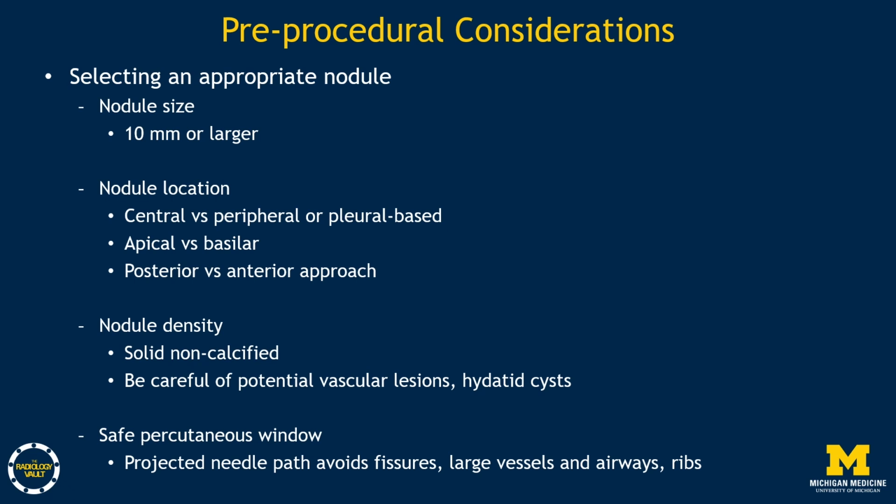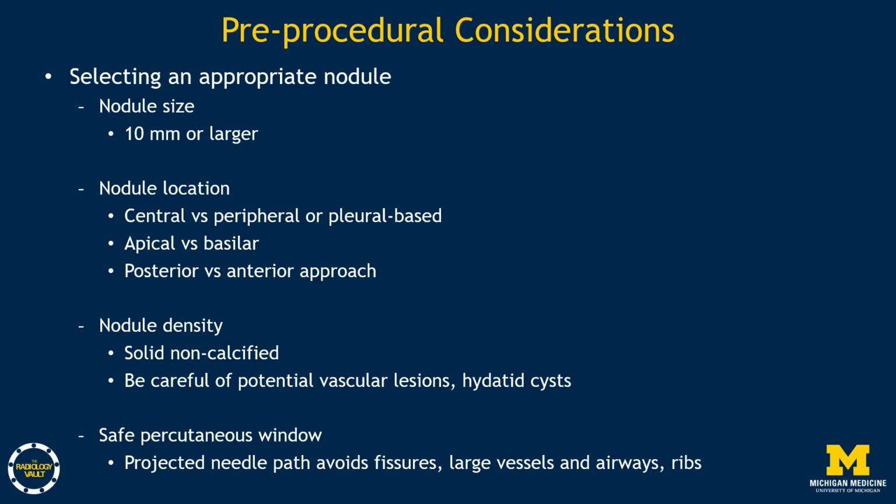The nodule should also be closely scrutinized for the possibility of it representing a vascular lesion, such as a pulmonary arteriovenous malformation or a varix. If there is any suspicion, a proper contrast-enhanced diagnostic CT should be performed. These lesions should obviously not be biopsied. Likewise, cystic lesions in the setting of parasitic infection raise concern for hydatid cysts, which represent a potential source of anaphylaxis and should be avoided.